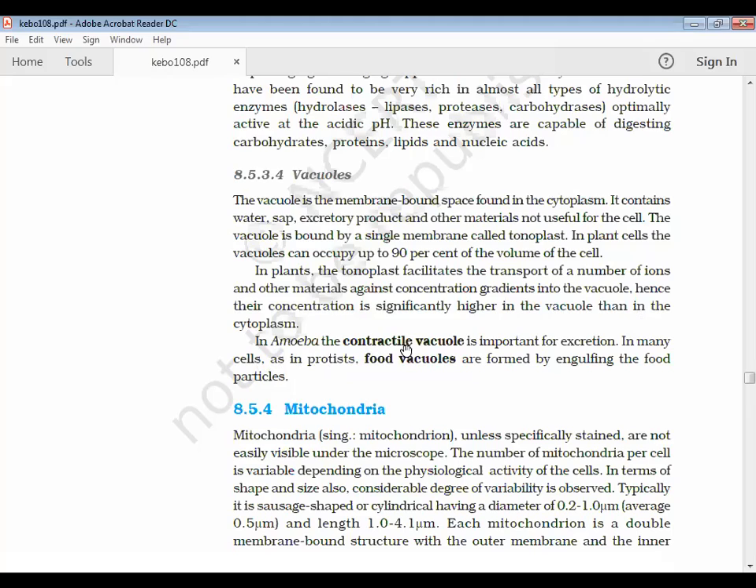In amoeba, the contractile vacuole is important for excretion. In many cells, as in protists, the food vacuoles are formed by engulfing the food particles.